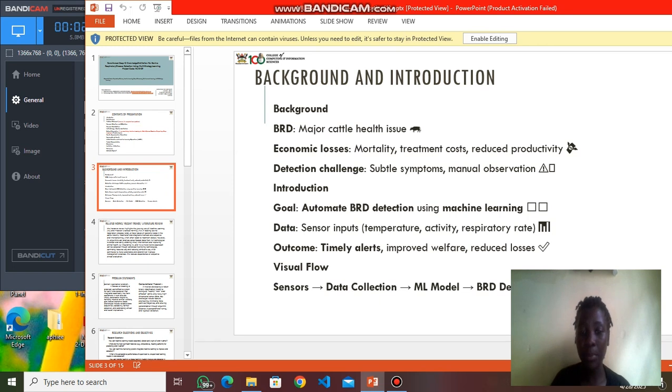Then the outcome is timely alerts that don't require the farmer to be physically at the farm, but can get immediate alerts that maybe a cattle tag is not healthy. That leads to improved welfare and reduced losses. So this is the visual flow: the sensors collect data and push it to the model, then the model detects, and then the farmer gets the alert.